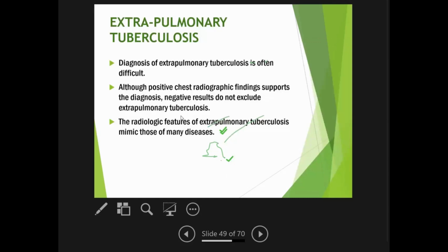Then a few words about extrapulmonary TB. So diagnosis is often difficult, and a positive chest radiograph will be helpful in the findings. And the radiographic features of extrapulmonary TB mimic many other diseases. So that is a challenge. So you have to be careful before diagnosing whether it's TB, extrapulmonary TB, or some other infective focus or any other disease, because it can mimic so many, especially pyogenic infection and other inflammatory disease.